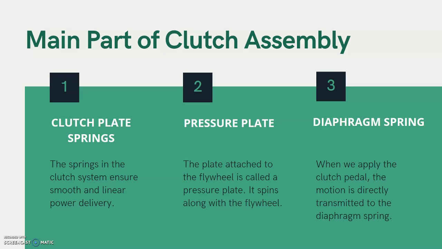Next is the pressure plate. The plate attached to the flywheel is called a pressure plate. It spins along with the flywheel, covering the clutch plate from one side. It presses it against the friction plate. When the clutch pedal is applied, it clamps down on the clutch plate and enables swift gear movement and prevents vibration that results in wear and tear.